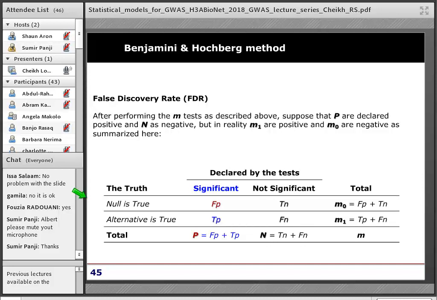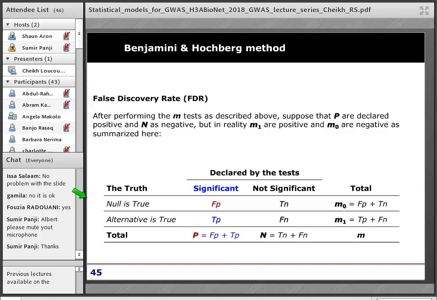So another method to correct for multiple testing is the false discovery rate. After you have performed your GWAS, so you have performed your M tests as described above, suppose that you have P SNPs that you have declared positive and N SNPs that you have declared negative. But in reality, we have M1 real positives and M0 real negatives.